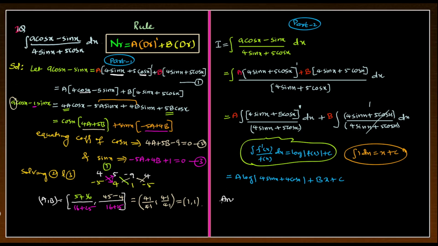So our final answer is a, means 1 times log mod of the denominator 4 sin x plus 5 cos x, plus b, means again 1 into x plus c. So this is our final answer. Okay, so model 1 type 2 means if the questions are in the form of trigonometry by trigonometry without constant, the working rule is nr equals to a dr dash plus b dr. Okay, using this working rule we can solve the given question.